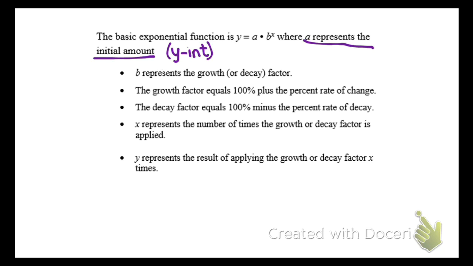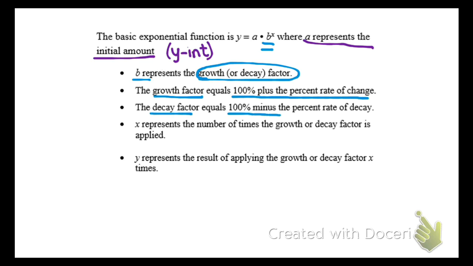Another thing is our b. Our b represents the growth or decay factor, which tells you what factor you're growing by, what factor you're decaying by. But if you have a real world situation and you're trying to find your b value, you have to take your growth factor and add it to 100, the percent rate that they give you. Or you have to take the decay factor that they gave you and subtract it from 100. Okay? So if it's growth, you're going to add to 100, and if it's decay, you're going to subtract from 100. Okay?